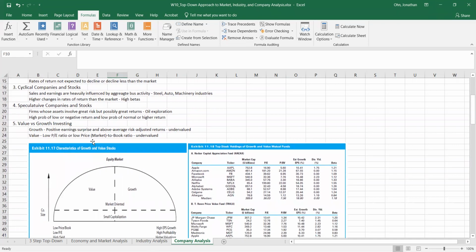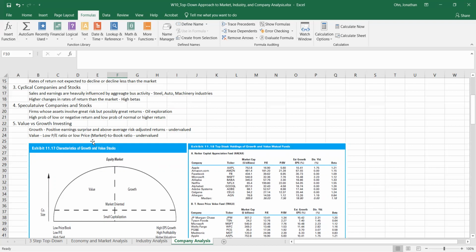Speculative companies include firms whose assets involve great risk but possibly great return, such as oil exploration. Usually they don't produce a high probability of high return. There's a high probability of low or negative return and a low probability of normal or higher return. So that's called speculative companies. Quite risky businesses, right?